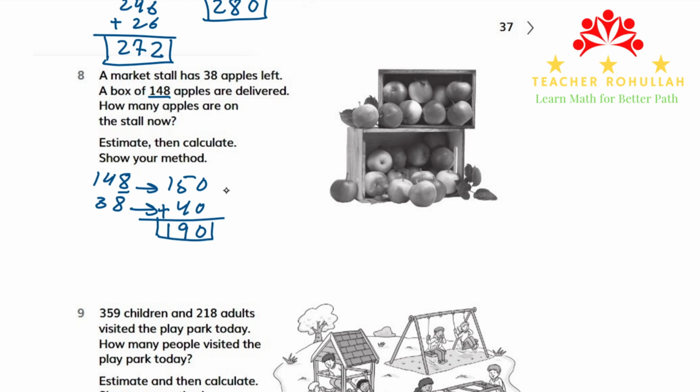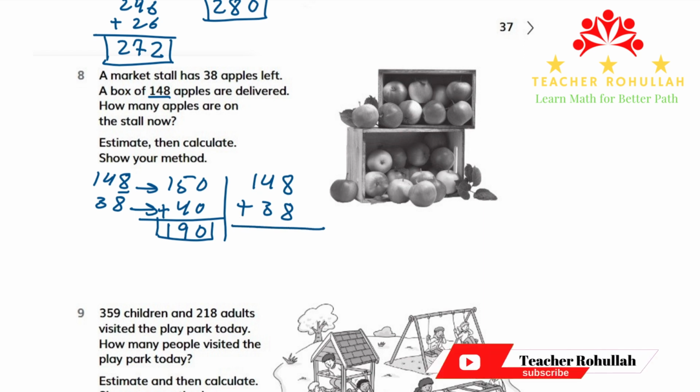Let me use column addition to add the two numbers to find the actual or the exact answer. 148 plus 38. When we use column addition, we have to make sure that the numbers are aligned. To align means to write ones under ones, tens under tens, and hundreds under hundreds.